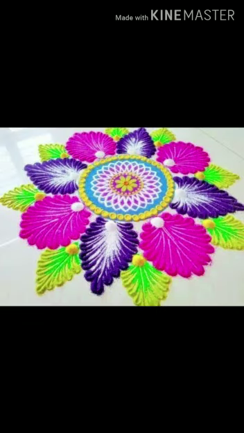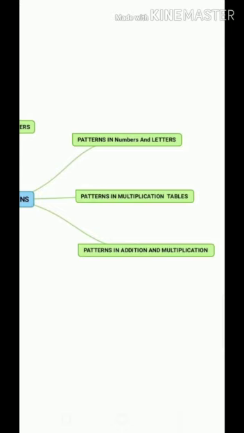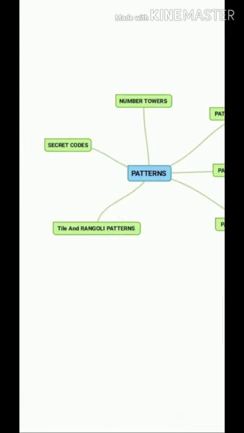And last but not least, you will learn about Rangoli patterns. It is a famous art form of India in which different shapes and designs are made on the floor. Before starting the chapter, first of all, have a look over the mind map of this chapter. In this chapter, you will learn about patterns in numbers and letters, patterns in multiplication tables, patterns in addition and multiplication, number towers, secret codes, and tiles and Rangoli patterns.